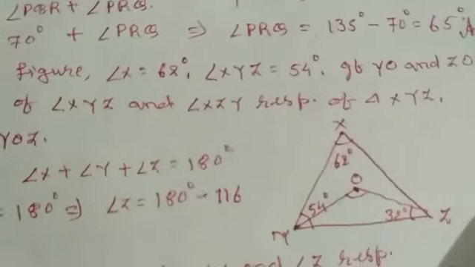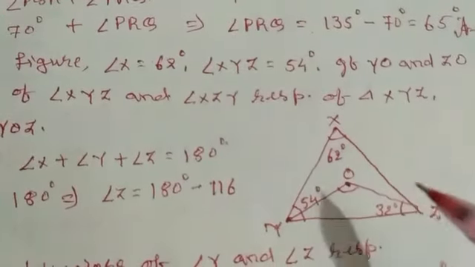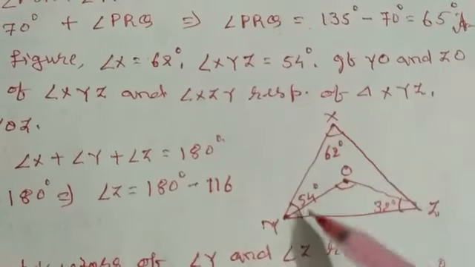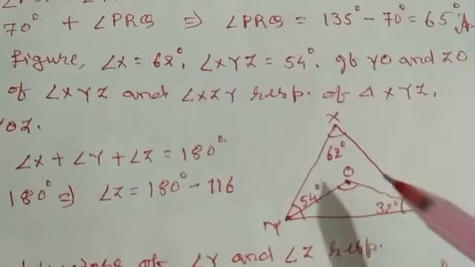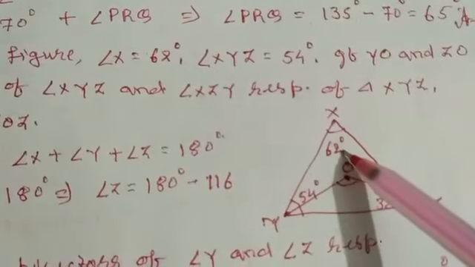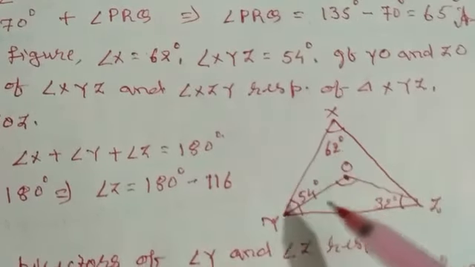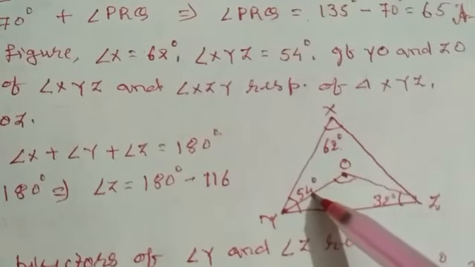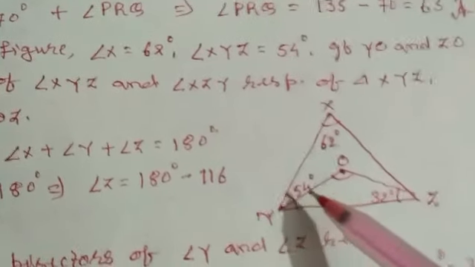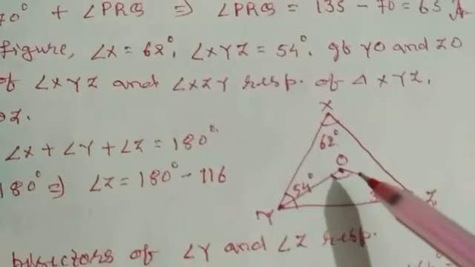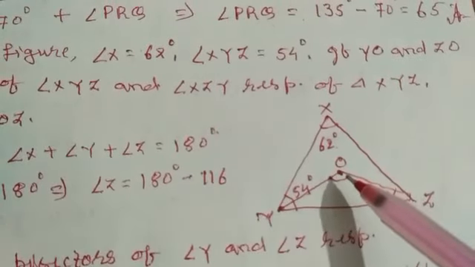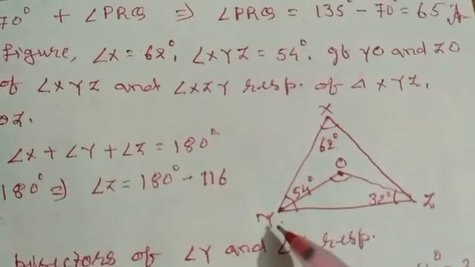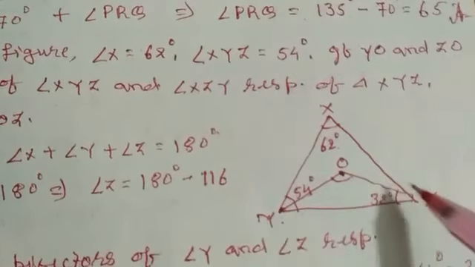Now let's see first the given figure. Suppose this is triangle XYZ. Angle X is given 62 degree and angle Y, complete angle Y, is given 54 degree. We have to find angle OZY and angle YOZ.